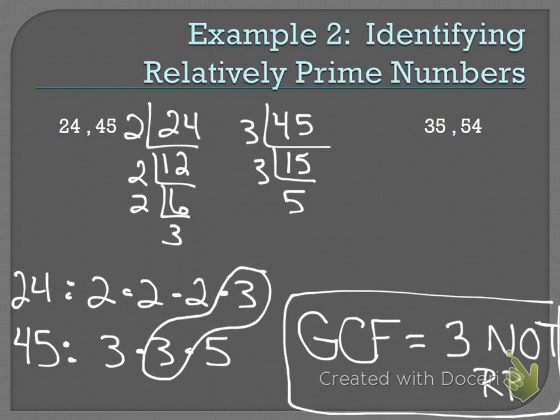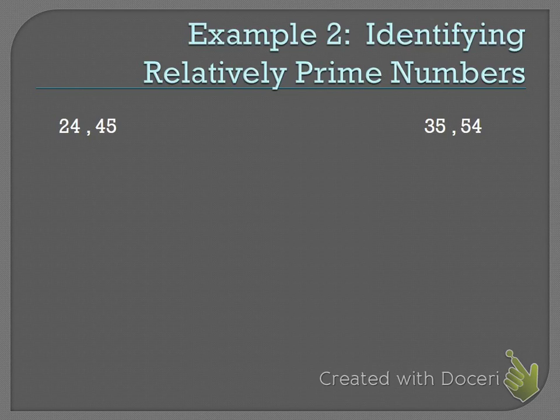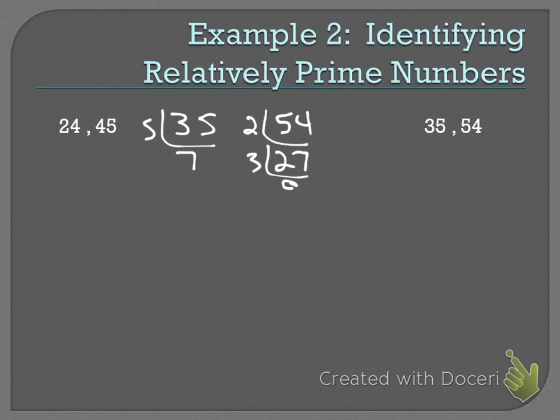So I want you to do the prime factorization of 35 and 54. If there's a common factor, circle it. If there's not, the GCF is 1, and the numbers are relatively prime. Okay, so 35 and 54. I'm going to just real quick do the prime factorization. Okay, 2, 27, 3, 9, 3, and 3. Really, without even listing out my prime numbers, look at your prime factorizations. Are there any numbers in common? No, there's not. So I say GCF is 1. And yes, they are relatively prime.